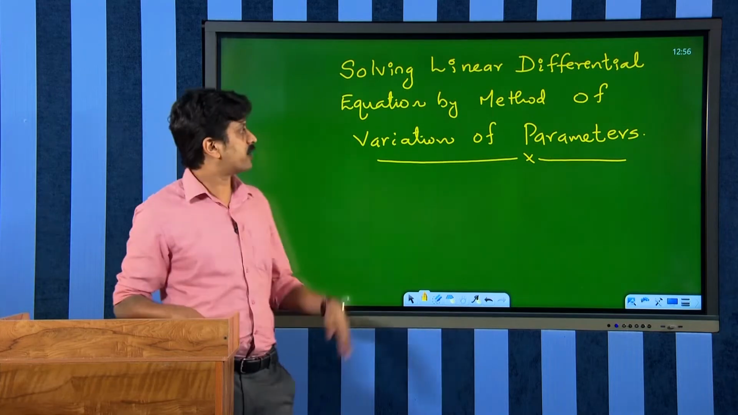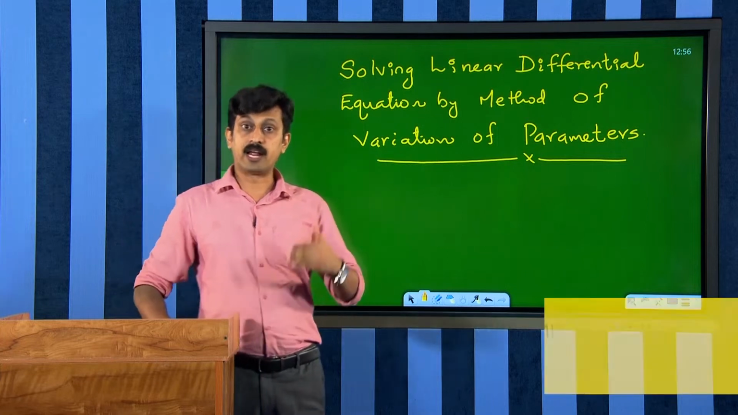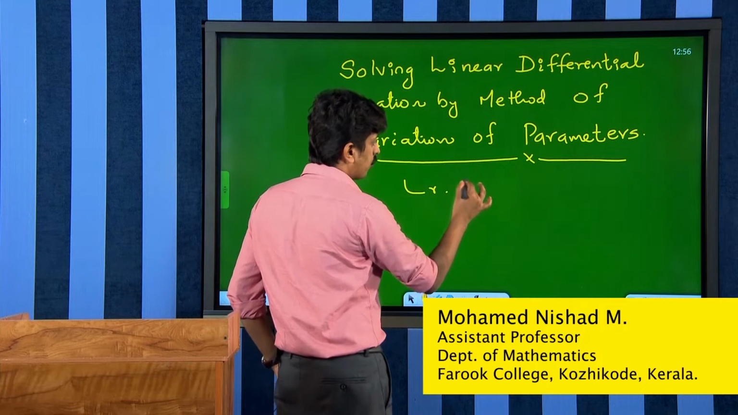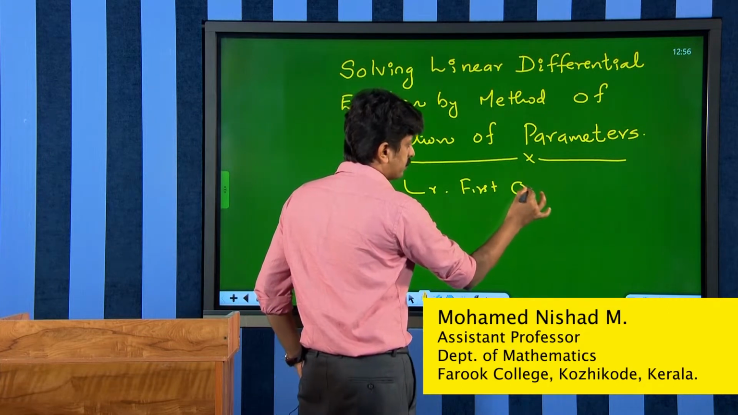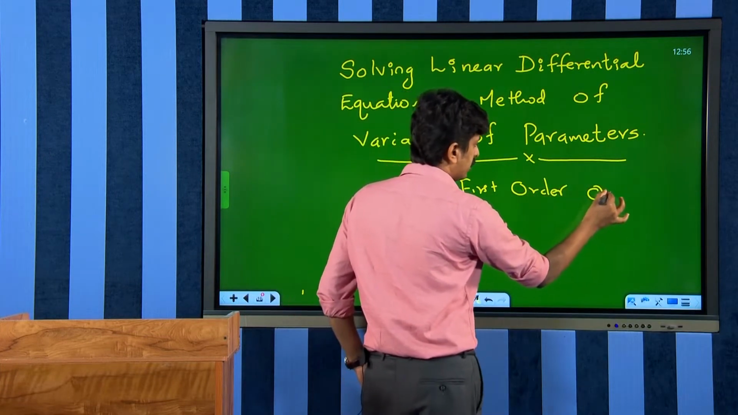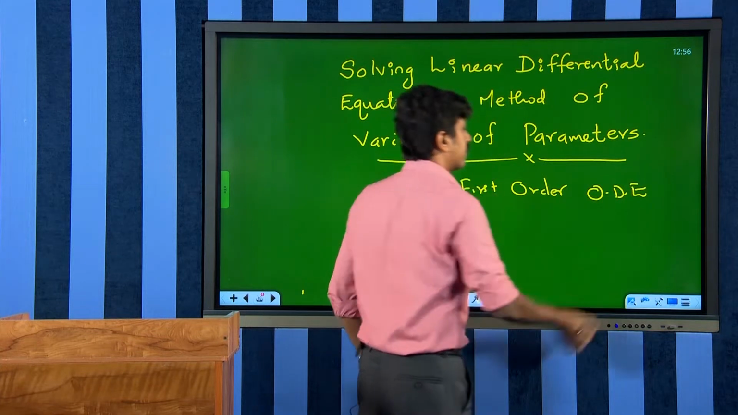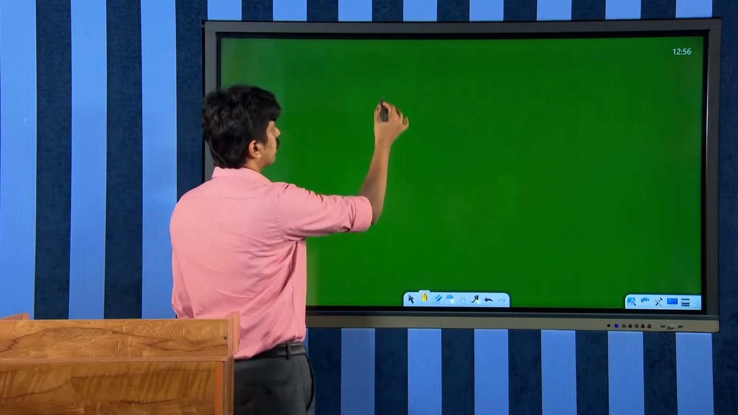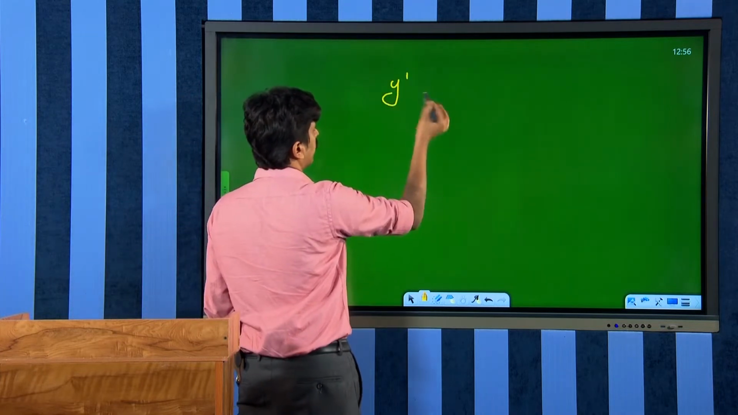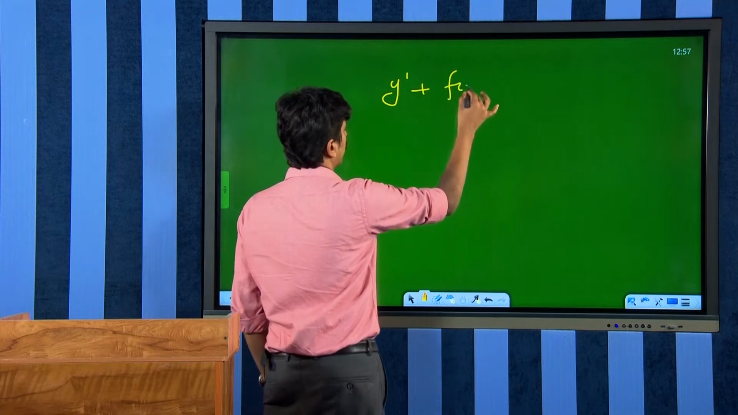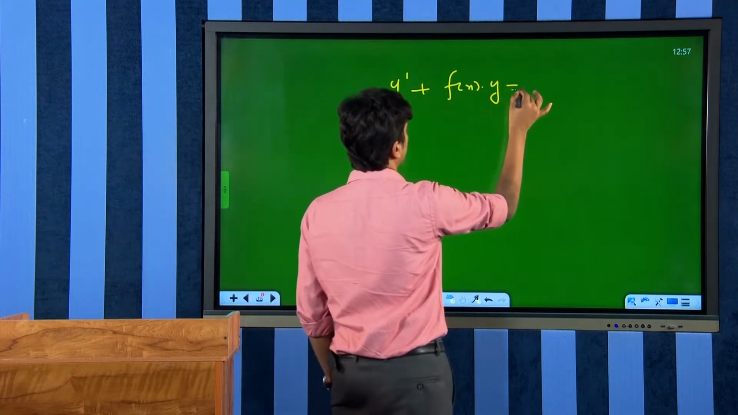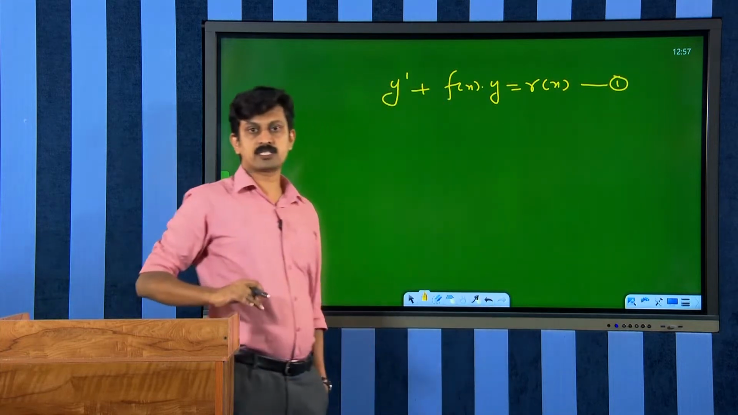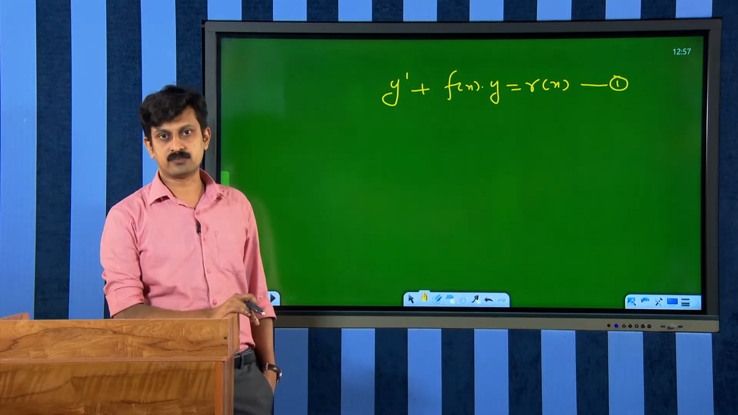The method of variation of parameters is an alternate method to solve a linear first order ordinary differential equation. We know the linear first order ordinary differential equation as y dash plus f of x into y is equal to r of x, the linear non-homogeneous first order ordinary differential equation.